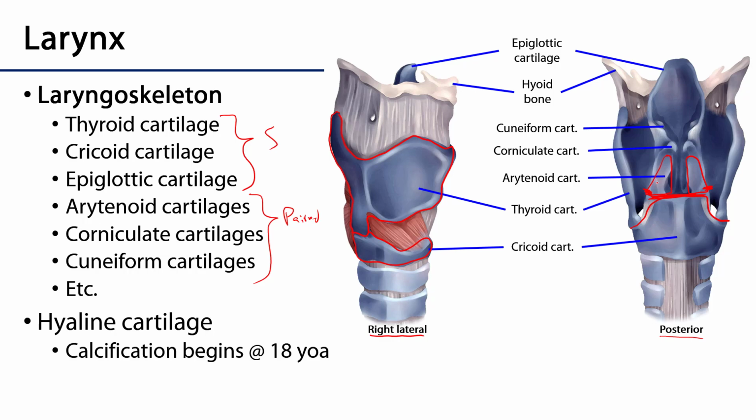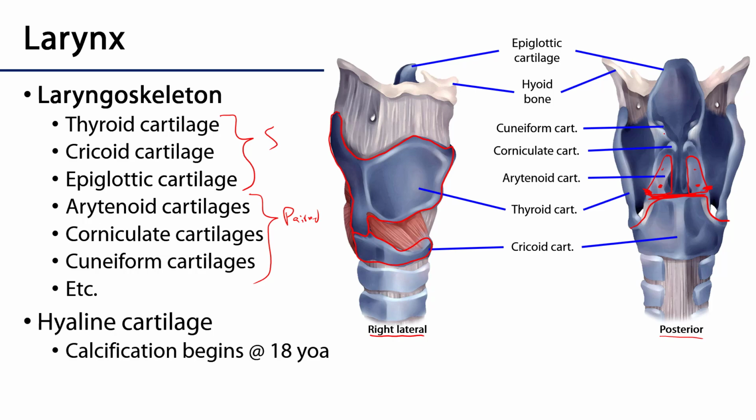And anteriorly, we probably can't really demonstrate this in this view, but anteriorly there are vocal processes which connect vocal ligaments to the thyroid cartilage. There are also vestibular ligaments which connect these arytenoid cartilages to the thyroid cartilage, and we'll see these later.